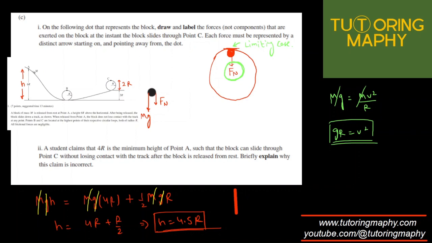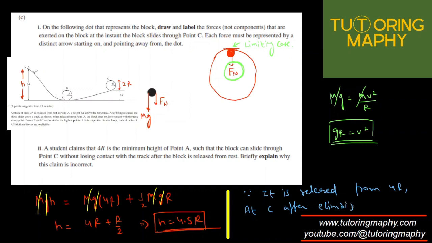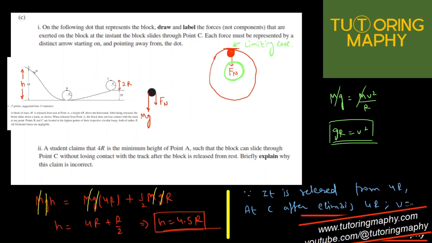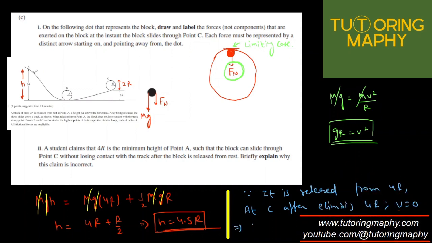So you can explain it either way. You can explain it just the way I did, that is also totally fine. And the other way is, of course, that since it is released from 4R, at C after climbing 4R, its speed will become 0, meaning it will drop and hence lose the contact.